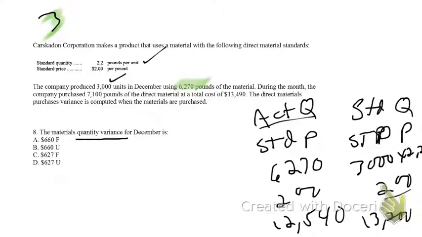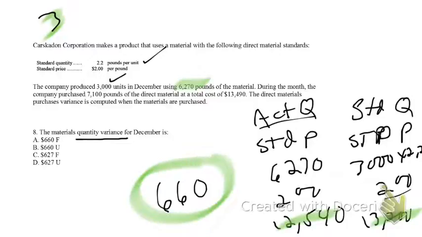So I've got 12,540 and 13.2, which is a $660 variance. I should have spent 13.2, actually spent 12.4, so that $660 is favorable. So I have a $660 favorable variance.